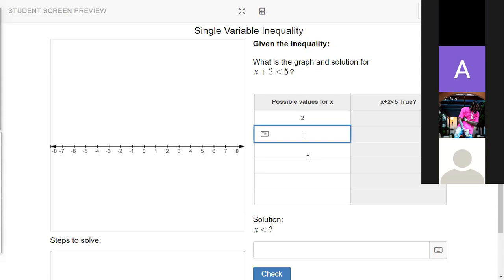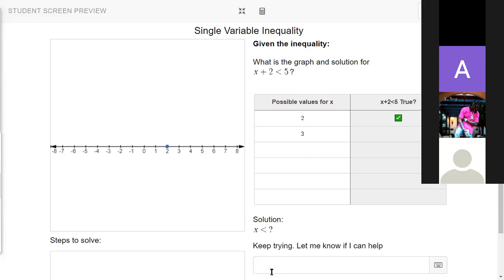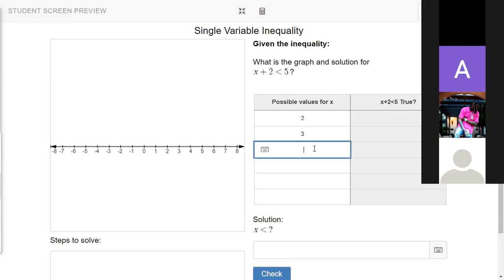What about the next number? 3. Why does 3 not get plotted? Does it make 5? Right. 5 is not less than 5. All right. So pick out some numbers that work.